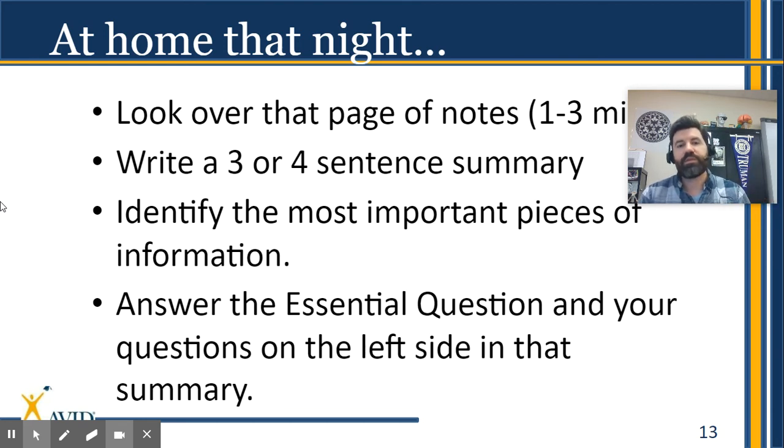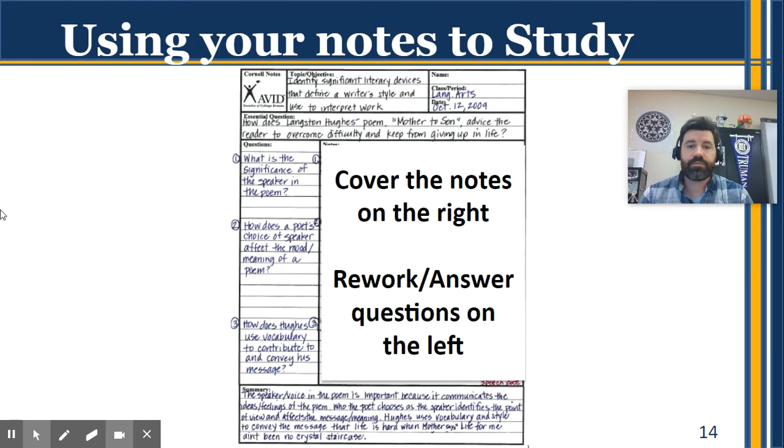When you're done, you can put that summary at the bottom. Generally speaking, you should have about a sentence for every chunk that you have in your notes. So if you have notes that covered 5 slides and you have 5 chunks of information, you have like a 5-sentence summary at the end. And the summary should be able to answer the essential question that's at the top of your notes.